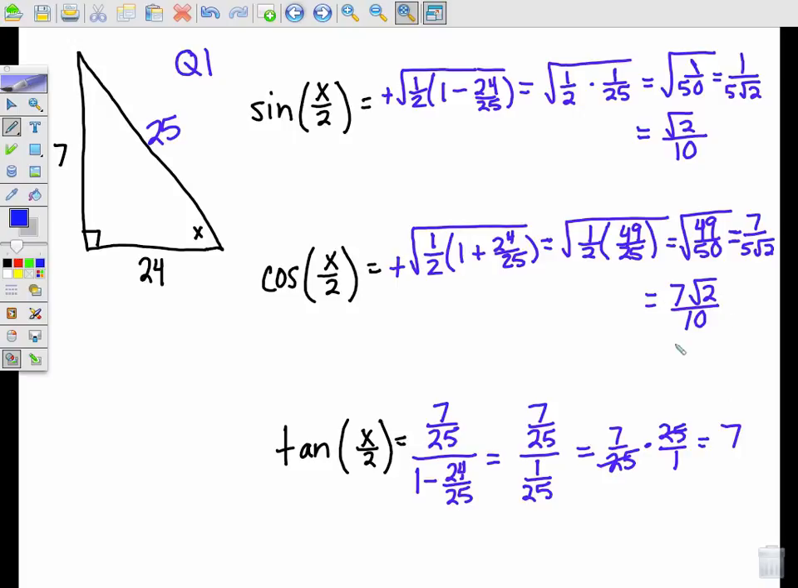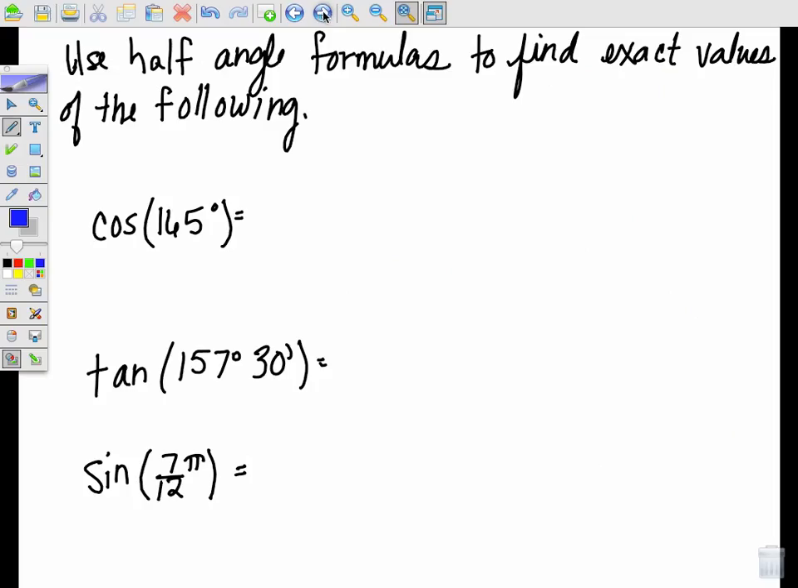Something else that you're going to be able to do is take the results of sine and cosine and find the ratio of sine to cosine, and that would also give you results for your tangent. All right, so that's how your formulas work. Let's go ahead and attempt our second problem.